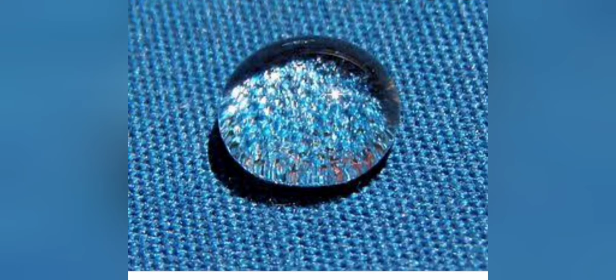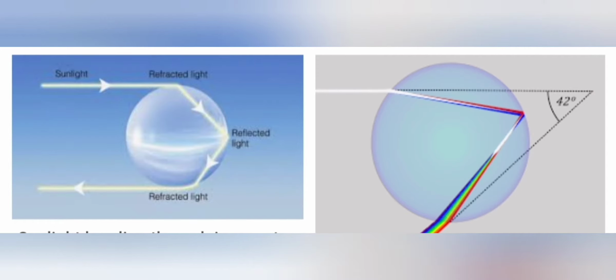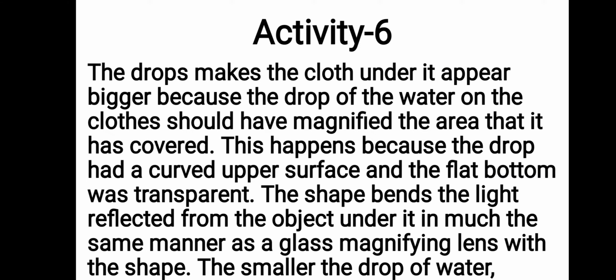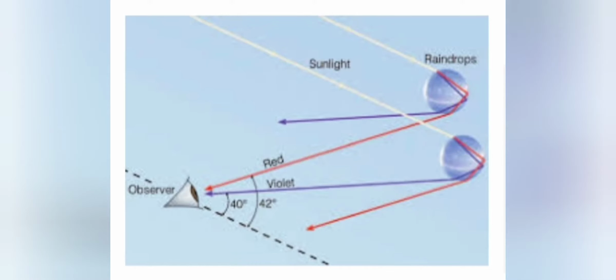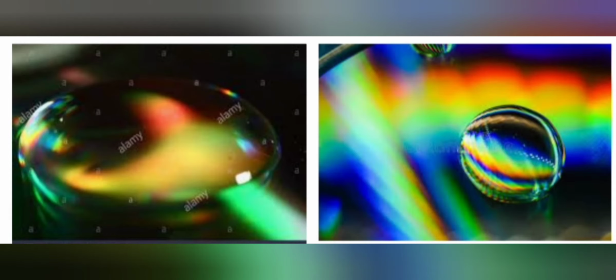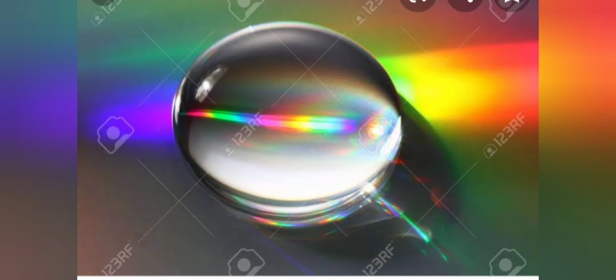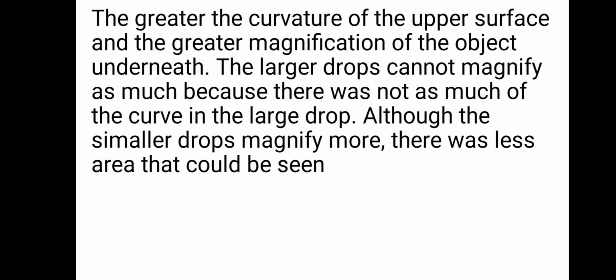This happens because the drop has a curved upper surface and the flat bottom is transparent. The shape bends the light reflected from the object under it in much the same manner as a glass magnifying lens. The smaller the drop of water, the greater the curvature of the upper surface and the greater the magnification of the object underneath. The larger drops cannot magnify as much because there is not as much curve in a large drop. Although the smaller drop magnifies more, there is less area that can be seen.